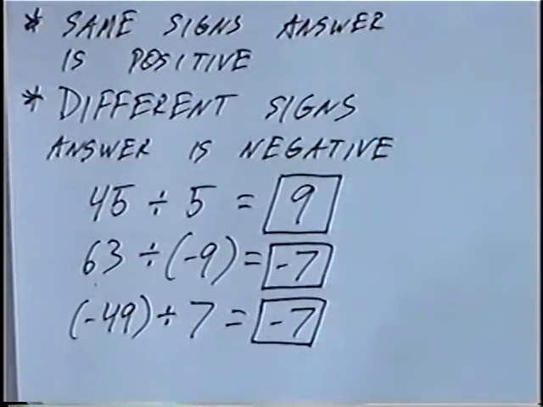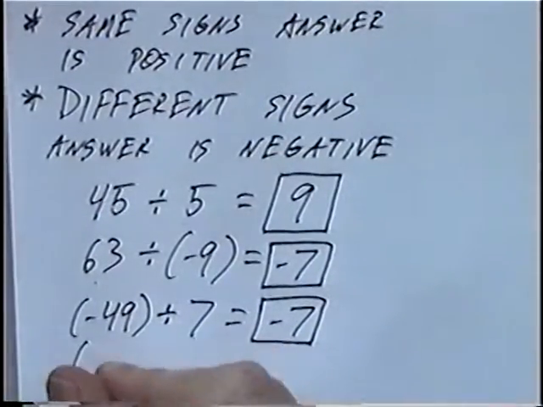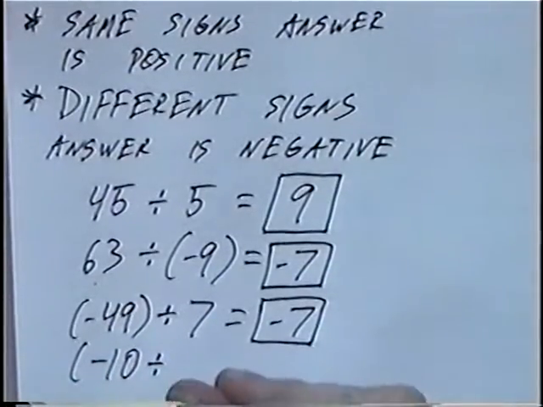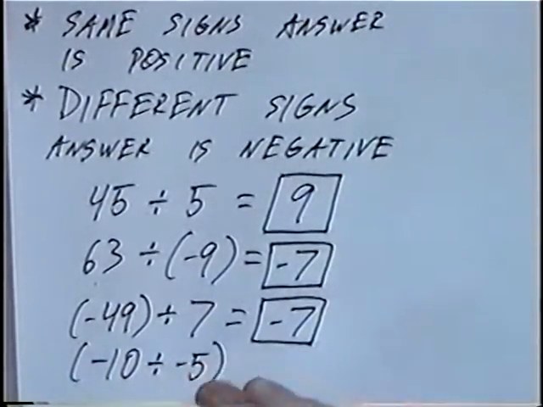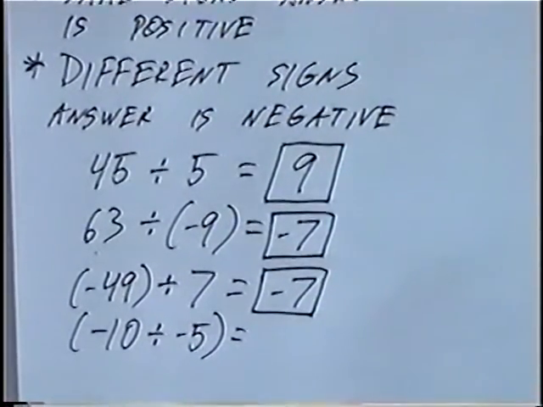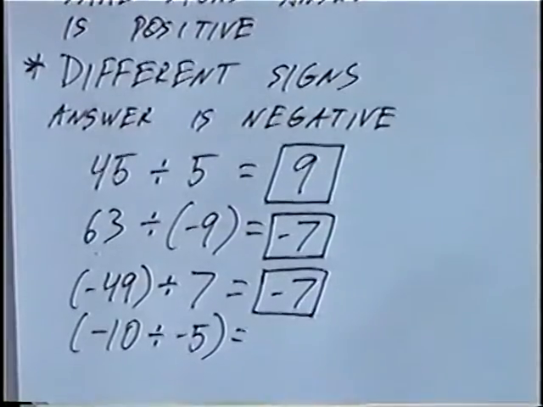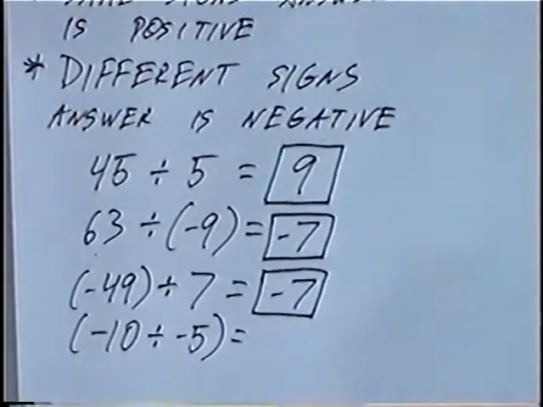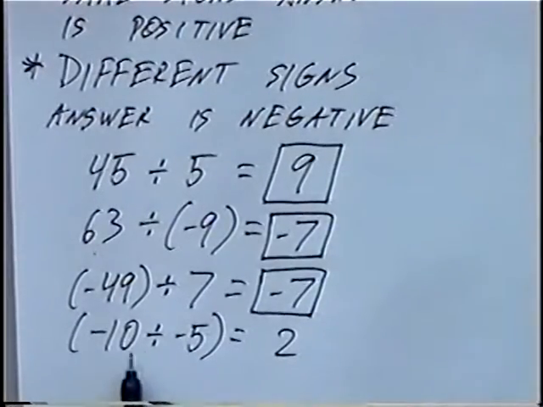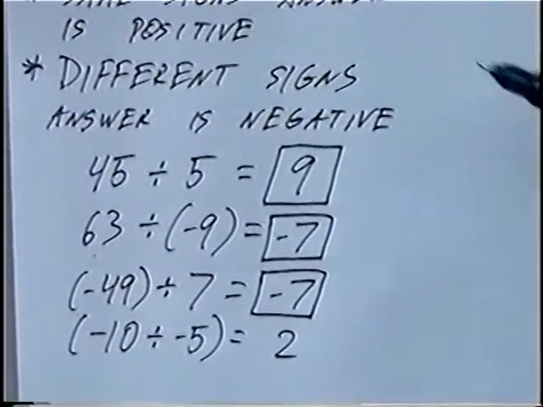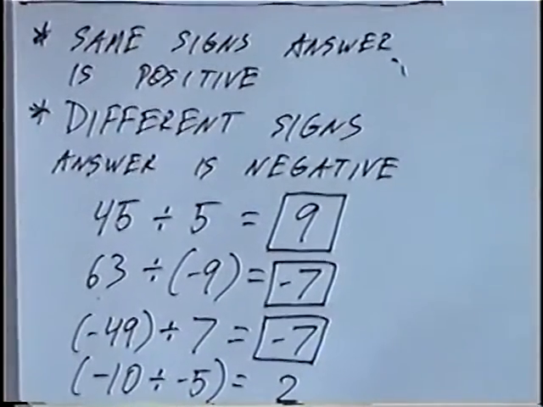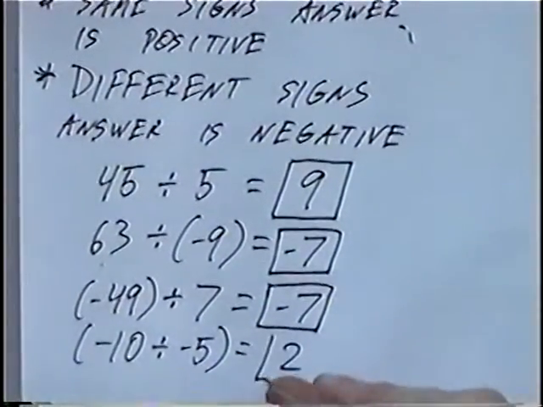And last question for the section. In parentheses, negative 10 divided by negative 5. Again, divide the two numbers. 10 divided by 5 would be 2. And we have two negative numbers, so we have these same signs back at the definition. Answer is always positive, so our answer would be positive 2.